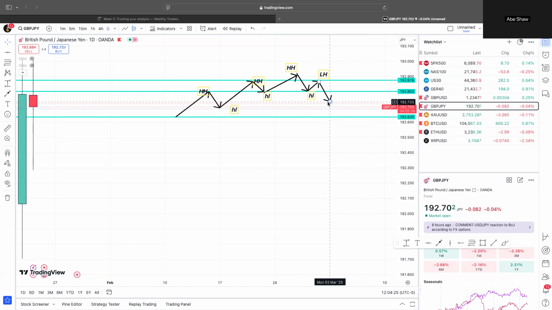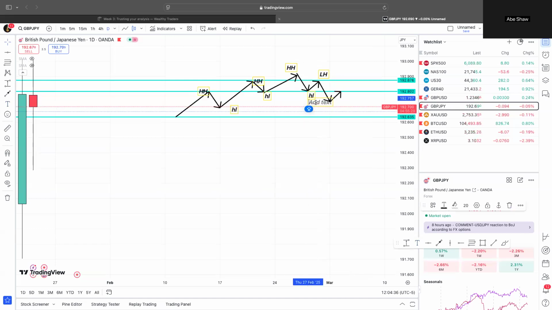It breaks the structure here. Now it pulls back again. Once it breaks this structure and starts to go back up for the buys, this area is now considered a lower low. Why is it called a lower low? Because it's lower than the previous higher low.